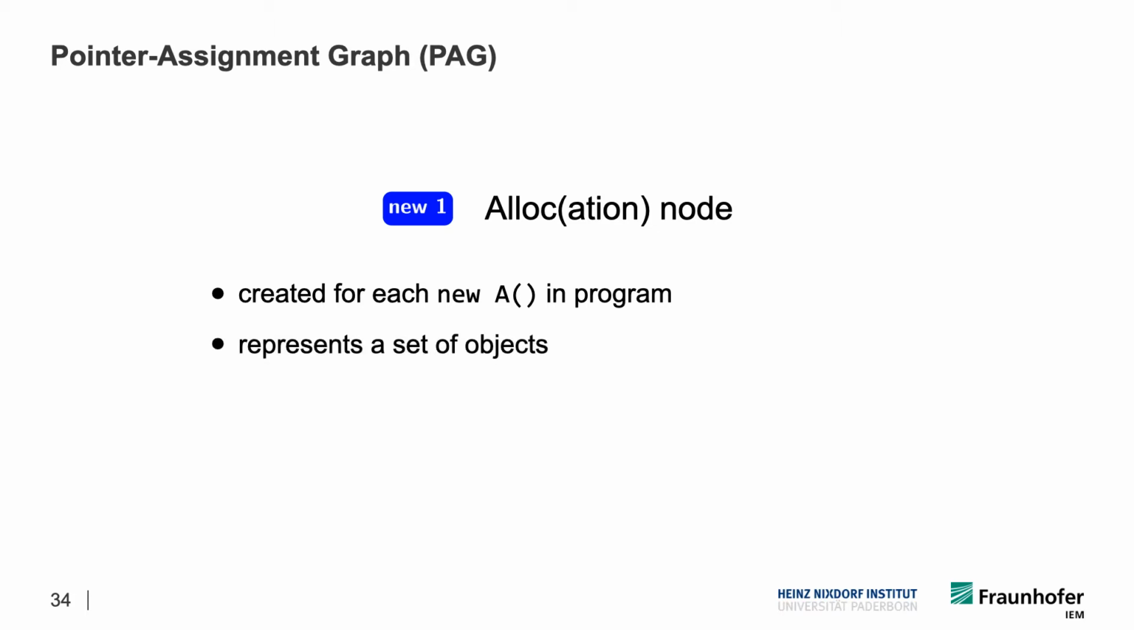Why not an individual object? Well, you could have such a new expression here in a loop, for instance, right? Or in a recursive call. And then whenever this expression is revisited, a new object is being created at the same statement, right? So that's why in general, it's representing a set of objects.